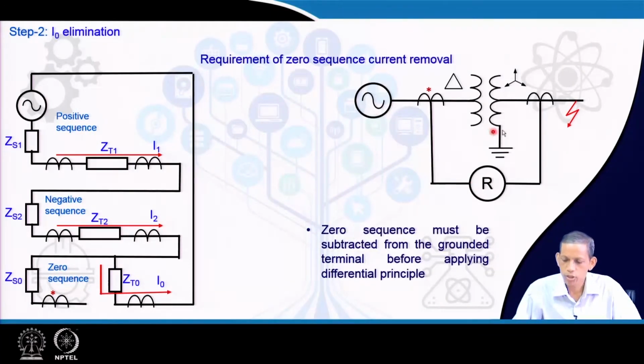Now, for this system, for a fault external to the relay, the corresponding sequence diagram becomes like this. So, this is the fault point. We have the positive sequence diagram, negative sequence diagram and zero sequence diagram. This side being delta, the corresponding zero sequence diagram for the delta-star connection transformer becomes this, and then we have it like this.